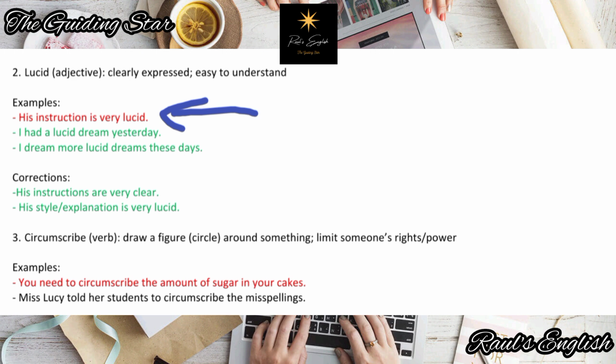Instructions can't really be lucid. His instructions are very clear. They can be clear, crystal clear, whatever. So his style is very lucid, or his explanation is very lucid, or the way he explains the topic or the subject, whatever, is very lucid. Because explanation is more than mere instruction. Instruction is just do this, do that, go here, go there, whatever. That's just an instruction. So they can't really be lucid. They can be clear but not lucid.